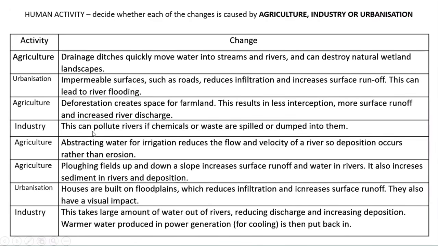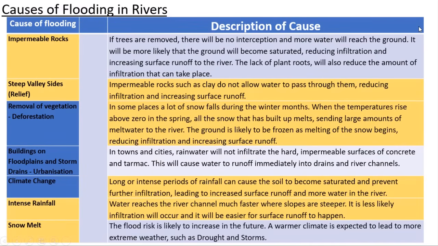And lastly, industry. So industry is now more about polluting the river and making the river poorer quality. Chemicals or waste products can be spilled or dumped into them. That also is true with agriculture because they use fertilizers. And also industry can use lots of river water. So if you want to create energy, for example, a massive amount of water is used for creating energy. And again, that can reduce discharge, increase deposition, and generally lead to more flooding potential. But flooding is going to be a section very, very soon, as you can see.